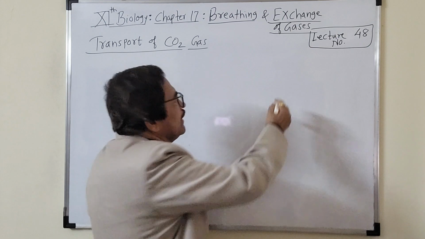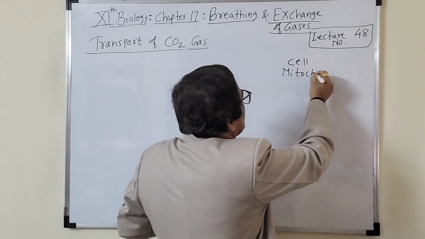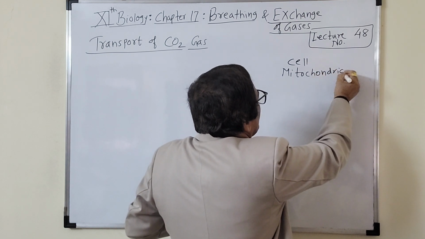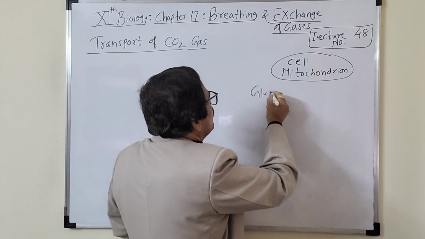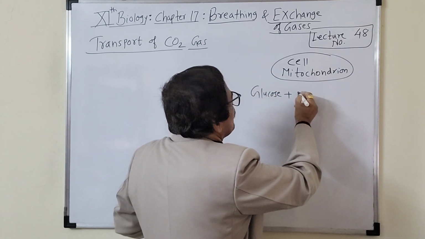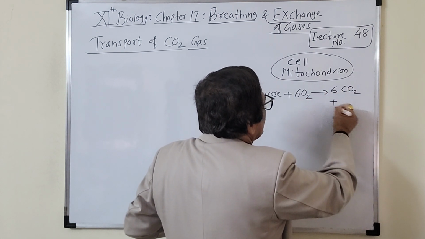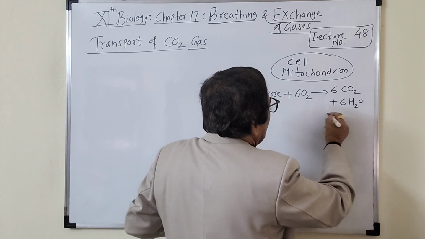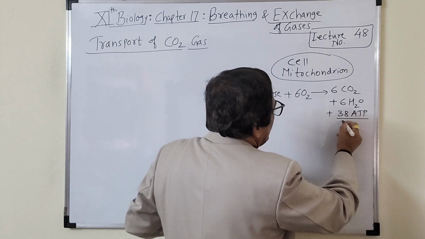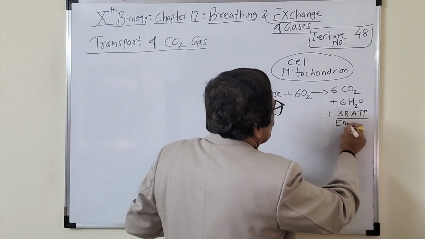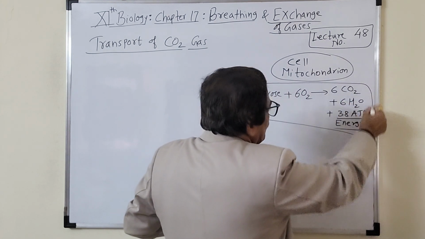So the reaction occurring in the cell, in the mitochondrion particularly, is called aerobic respiration, that you are well aware of. Suppose we have glucose, that organic food substrate, it reacts with oxygen to produce carbon dioxide gas and water, and at that time energy is released, and that energy is stored in the 38 ATP molecules, and these ATP molecules and the energy can be utilized whenever required.